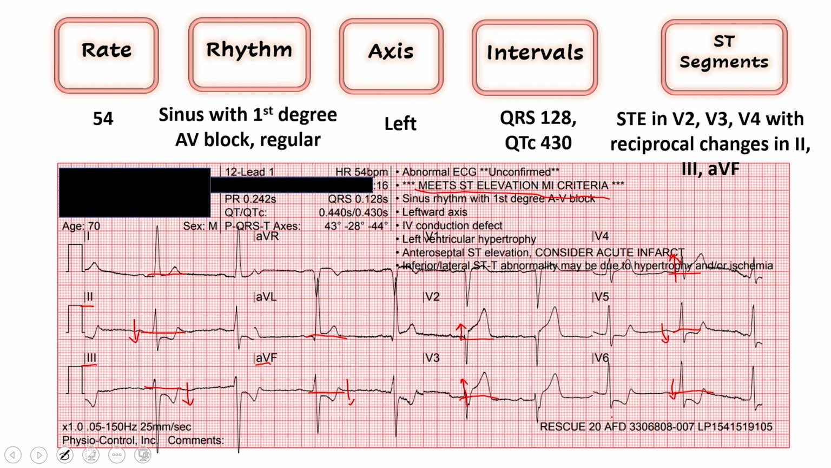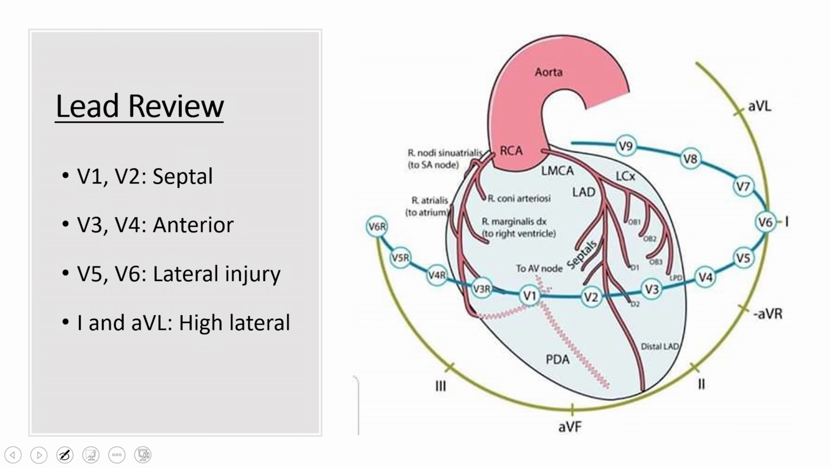with the computer because we've got greater than 2 millimeters of elevation in our anteroseptal leads with reciprocal changes, meaning ST depressions and T-wave inversions on the opposite side. And so what this is telling you, if you remember where your leads are placed, it matters where we put those stickers, right?